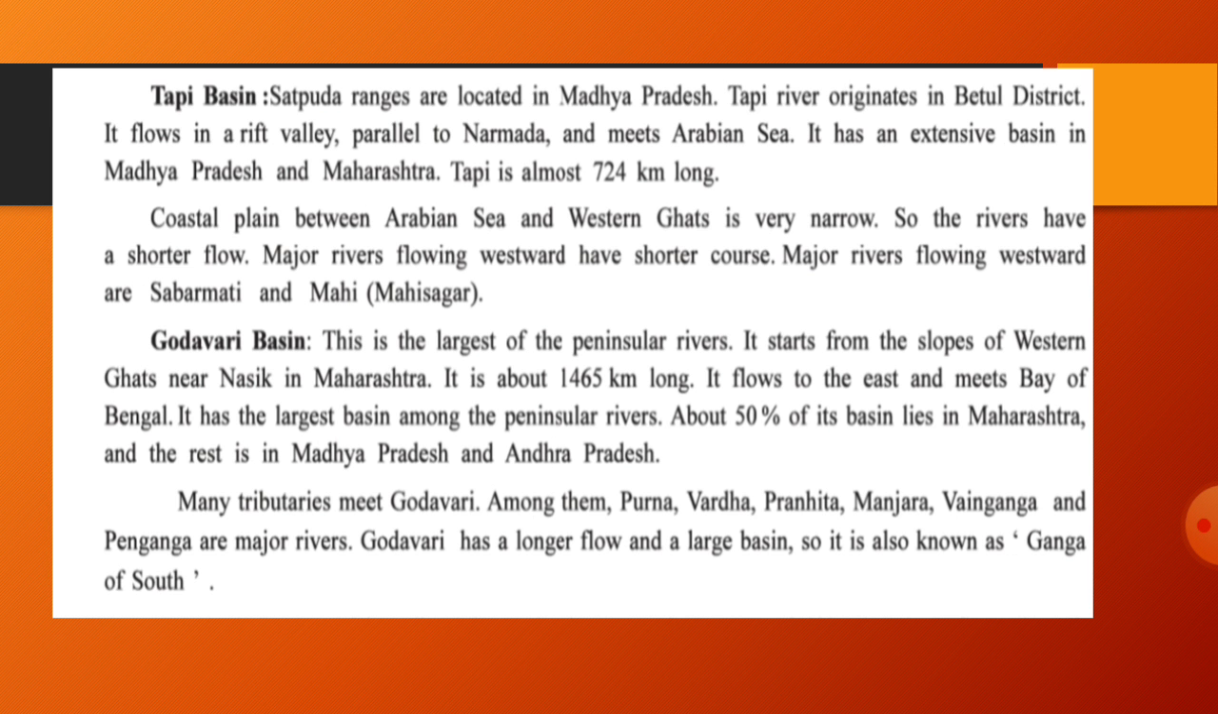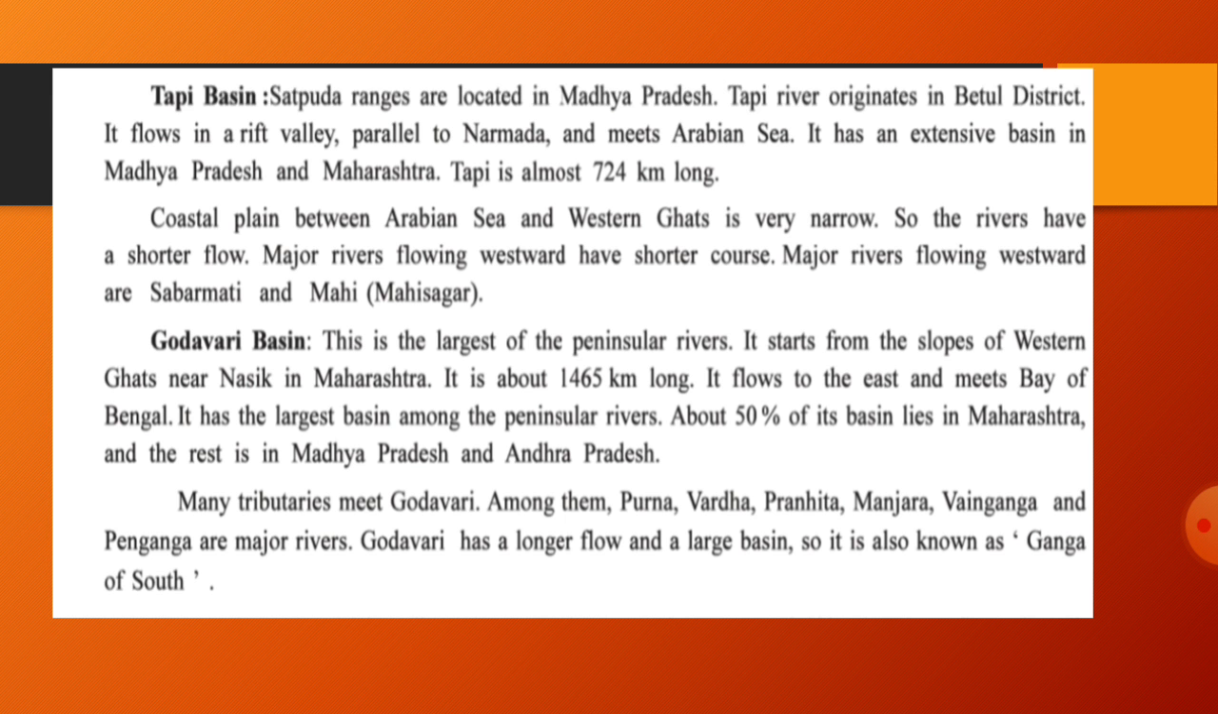The coastal plain between the Arabian Sea and the Western Ghats is very narrow, so the rivers have a shorter flow, and the major rivers flowing westwards have a shorter course. The major rivers flowing westward are the Sabarmati and Mahi.